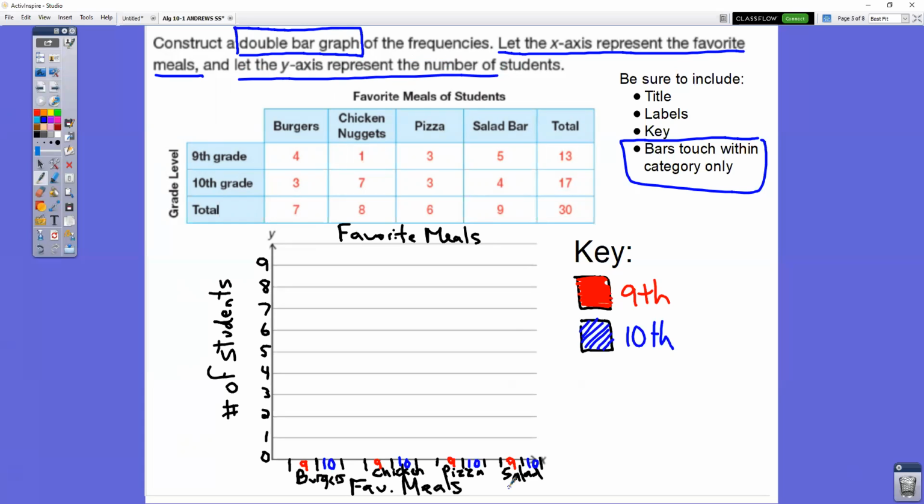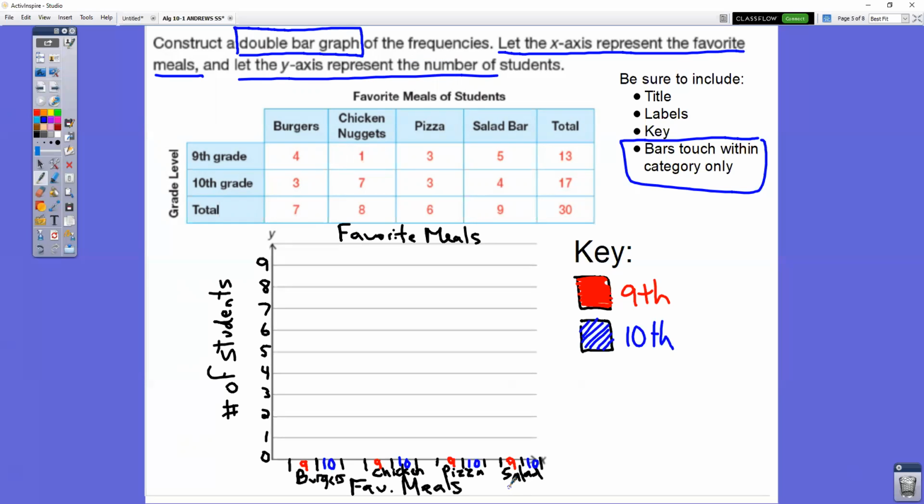If this was a Regents exam question, you have to make sure, and they always very specifically say, make sure that your graph has a title, make sure that it has labels, make sure that you have a key, and that the bars touch within the category only. So we have our title at the top, favorite meals. We have our labels along the side, number of students, and favorite meals. And we have our key right here.